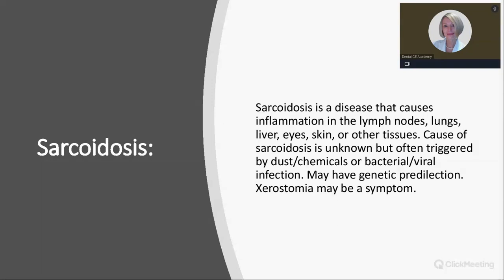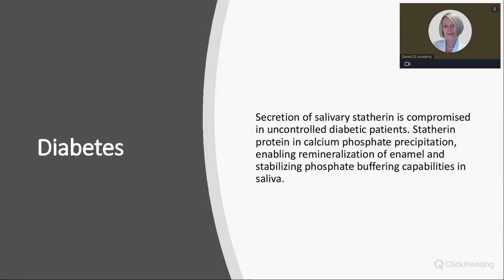Sarcoidosis, this is a disease. It's an inflammation of the lungs and various organs: eye, skin, tissue, lymph nodes. The cause is unknown. They believe it's triggered by dust or chemicals or a bacterial or viral infection, and may have a genetic predilection, and xerostomia may be a symptom of that.